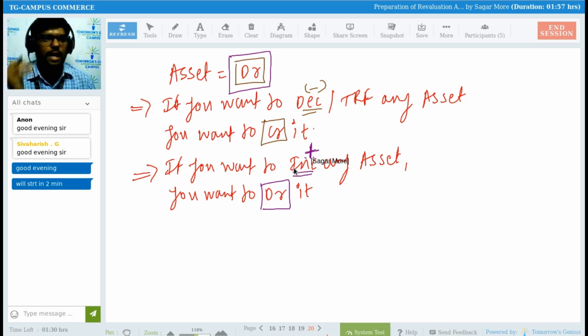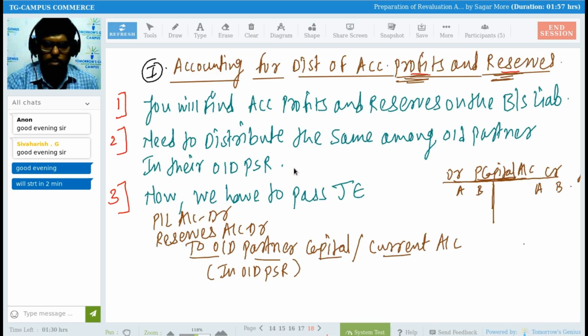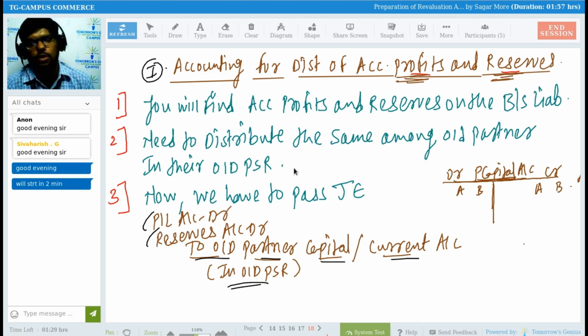Because of this rule, we are applying it and we have passed the journal entry. Which entry we pass? On the balance sheet liability, there were reserves and a profit. That profit we have to transfer and give to the partners' capital account. Profit is always recorded on the credit side of partners' capital and current account. That's why I created old partners capital and current account in old profit sharing ratio, and I debited profit and loss account and reserves account here, right?